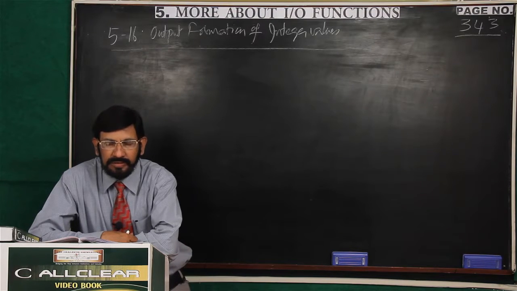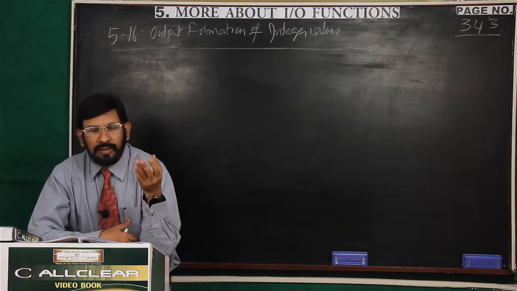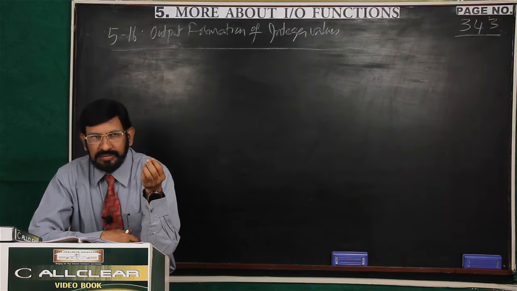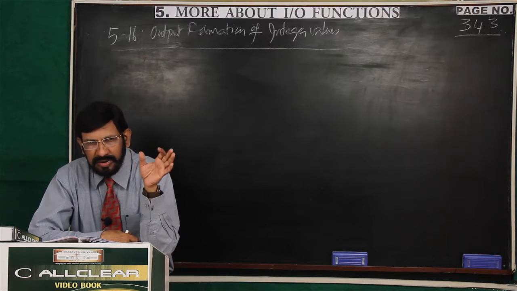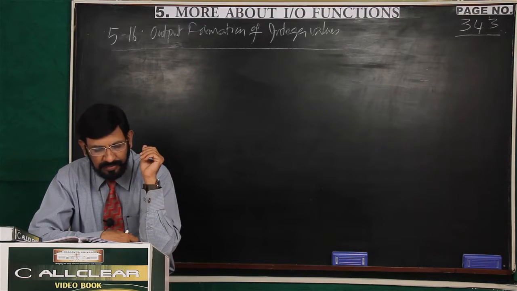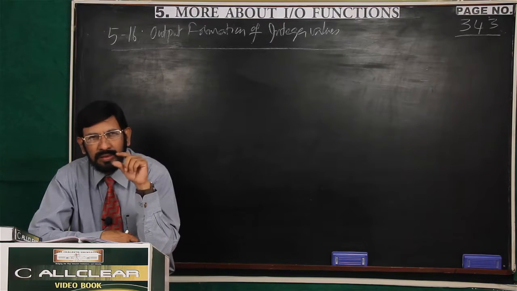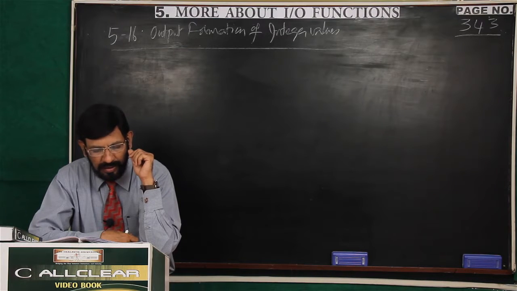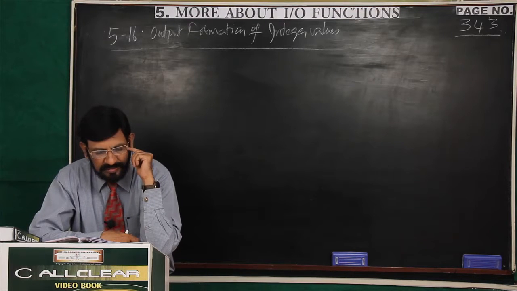If the width specifier is less than the number of digits, printf simply ignores it. No error, it simply ignores that. Now you see 5 we have given. What does 5 mean? 5 spaces are to be allocated for printing my number, and the number 1234 is printed with right justification.